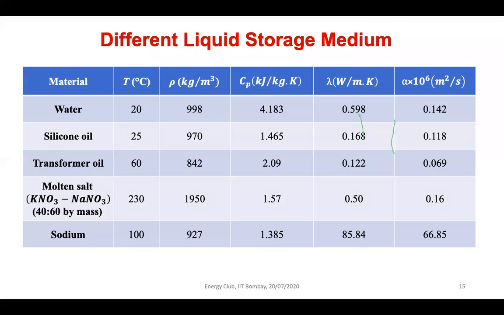So now different types of material, as I have listed here: water we can use, silicon oil, which is mostly used, then transformer oil is also used, then molten salt. One example I have given is KNO3 and NaNO3 in a 40:60 ratio, they are mixed, and depending on this ratio, the melting temperature varies. Another one is sodium, and even KNO3 alone is used in this type of storage, depending on the application temperature range.